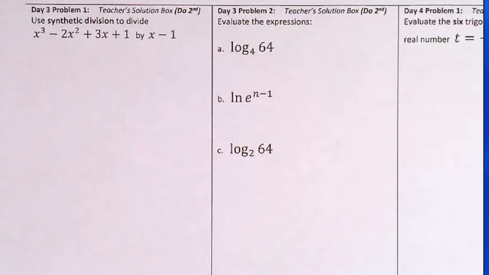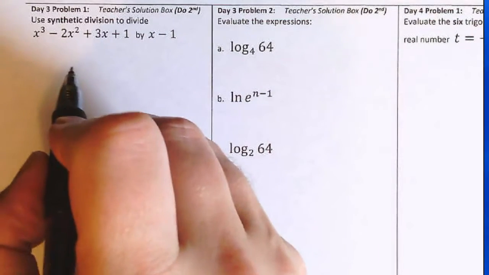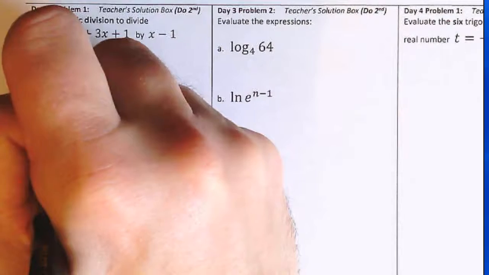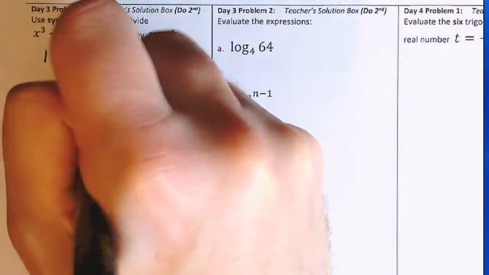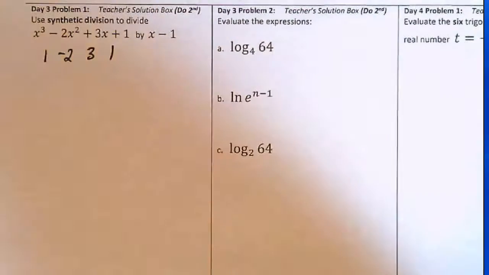Here's a solution for day 3, problem 1. Use synthetic division to divide this polynomial by x minus 1. So let's start by listing the coefficients from the polynomial. We have 1x cubed minus 2x squared, 3x, and a constant of 1.